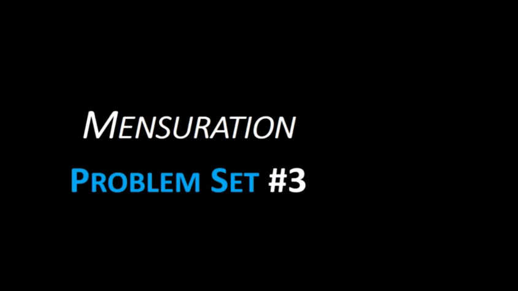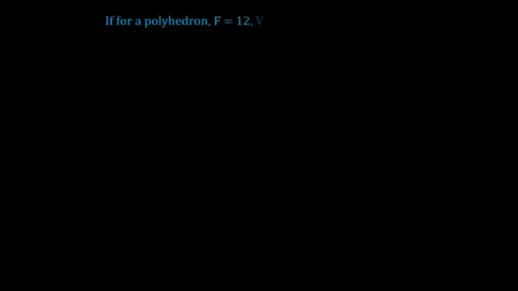In this problem set, we will deal with problems based on Euler's formula. So let's begin with a very simple problem that is a direct application of Euler's formula. If for a polyhedron F is equal to 12, V is equal to 20, find E. I hope you remember F is the faces, V is vertices and E is the edges.